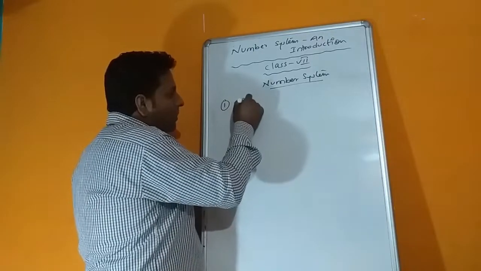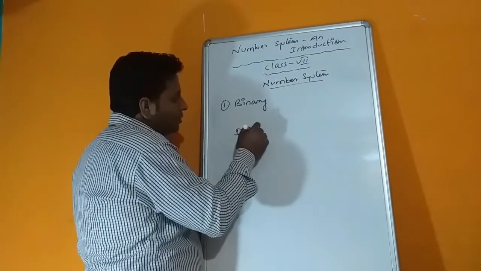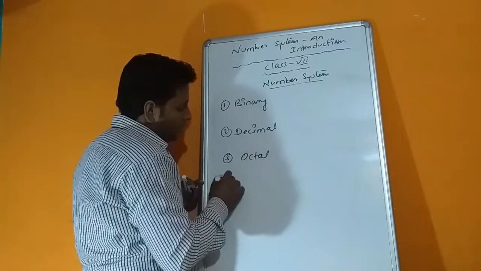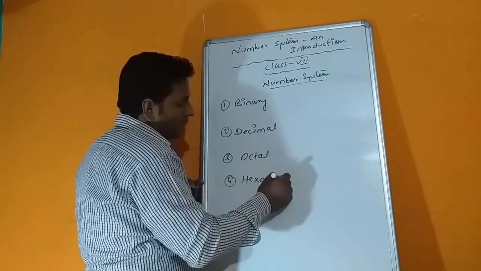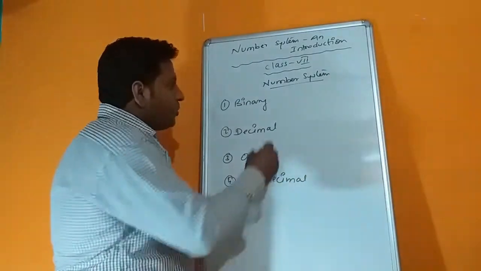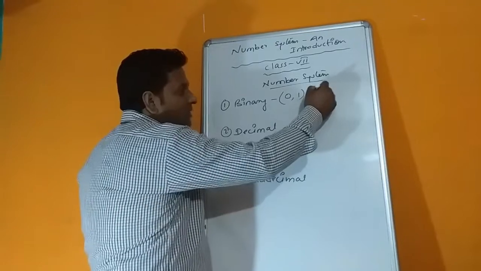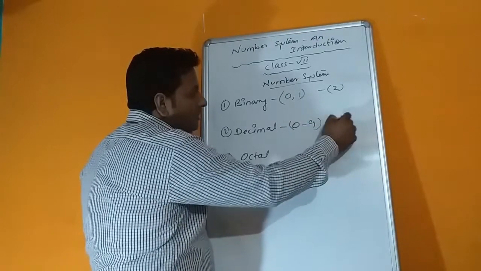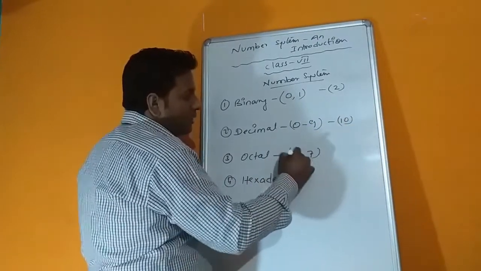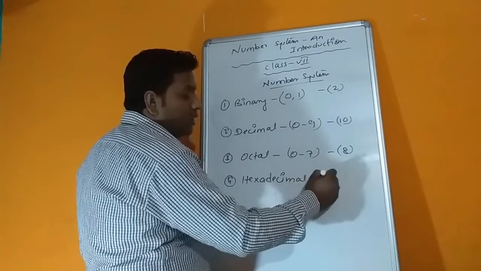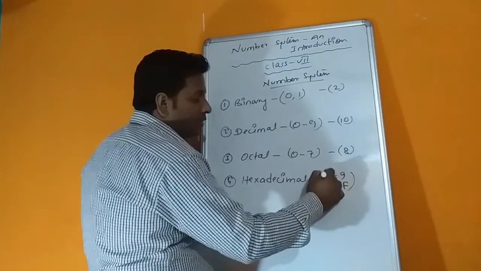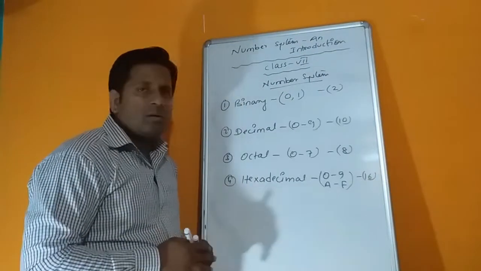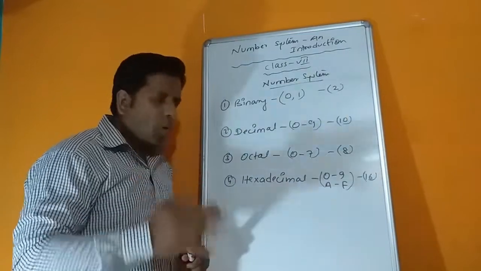Number 1 is binary. Number 2, decimal. Number 3, octal. Number 4, hexadecimal. So binary means numbers which have 0 and 1, that is 2. Decimal is 0 to 9, that is 10. Octal is 0 to 7, that is 8. And hexadecimal is 0 to 9, then A to F, so in total it contains 16 digits. So there are 4 different types of number system available in this world: binary number, decimal number, octal number, hexadecimal number.